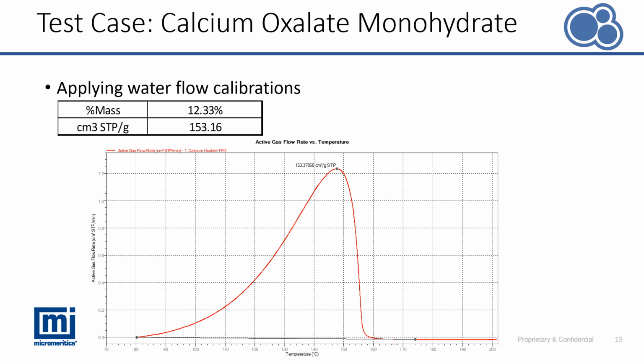After the calibration is applied, the peak is selected from the starting baseline to the end baseline. This would be the peak area being selected for integration. The value boxed in red shows the integrated value of 153.38 centimeter cubed per gram, which is very close to our calculated value of 153.16 centimeter cubed per gram for water loss.